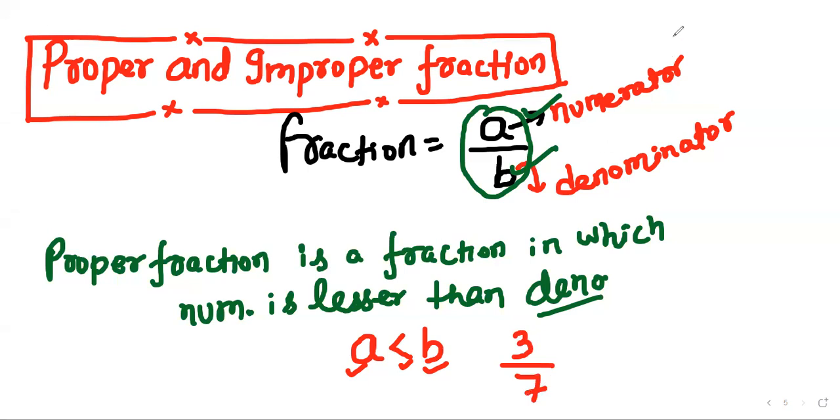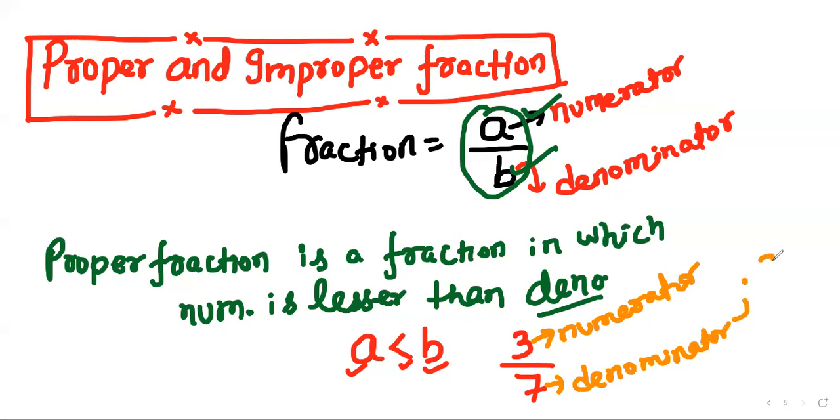For example, 3 over 7. Try to understand with the example here. The top of the fraction is 3, called the numerator, and the 7 at the bottom is called the denominator. This 3 is lesser than 7. So the numerator is less than 7, which is the denominator. That's why this is called a proper fraction.